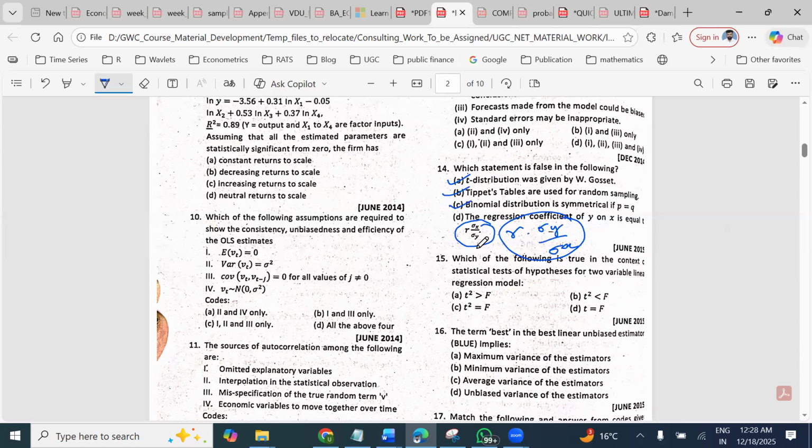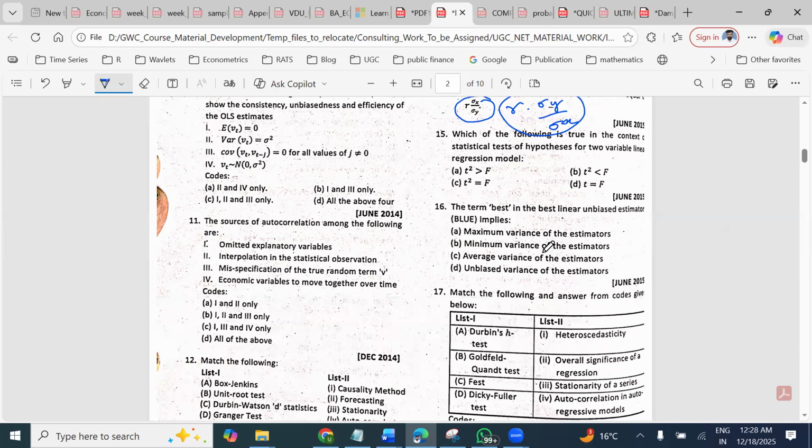So then 15. Which of the following is true in the context of statistical test of hypothesis for a two variable linear regression model? I told you so many times, isn't it? Do you remember? What is that? Answer C. T square will be F. 15C.